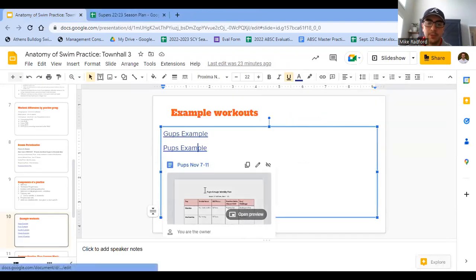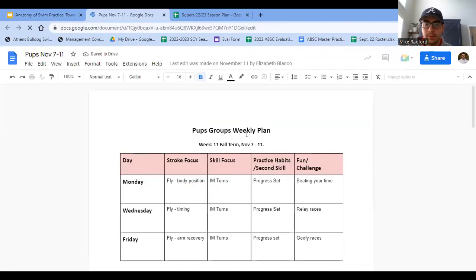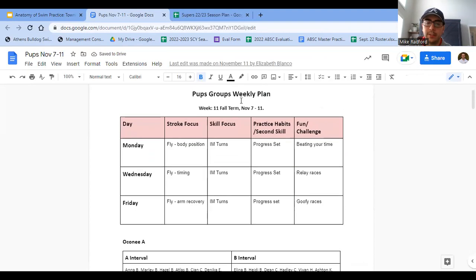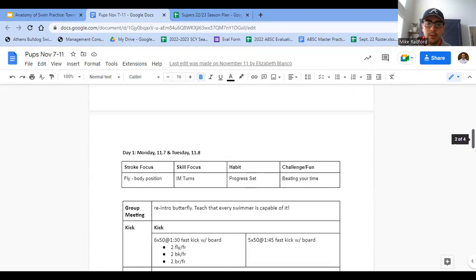As we take it up to the PUPS group now and look at their sample practice, very similar. This is from a PUPS practice in November. Got the same looking chart going on here that the GUPS have, right? And we have who's broken down on the A and B interval.